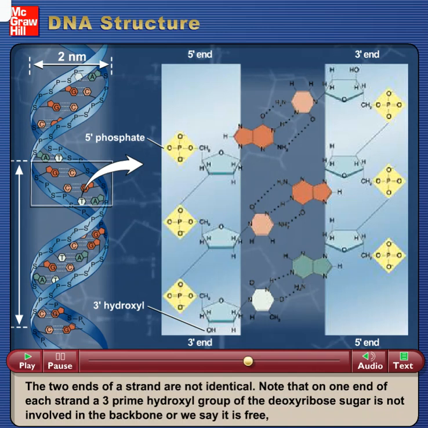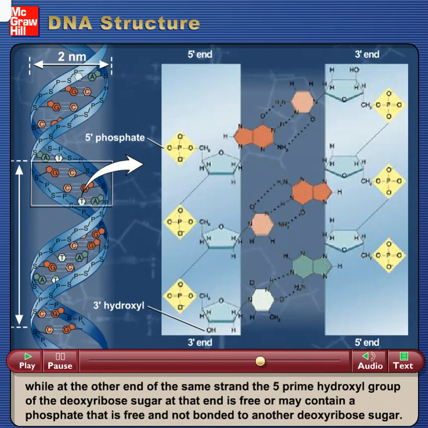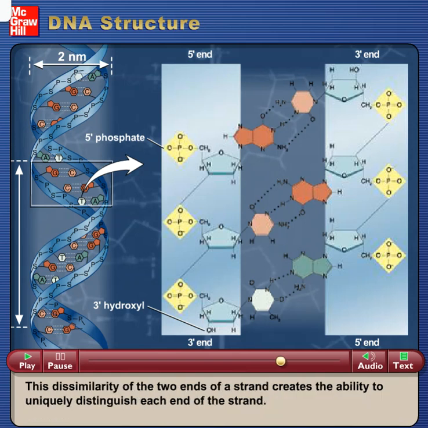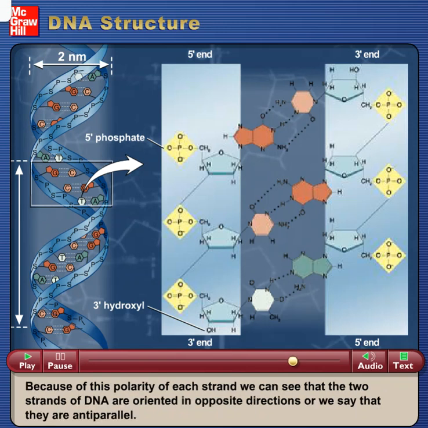Note that on one end of each strand, a 3' hydroxyl group of the deoxyribose sugar is not involved in the backbone, or we say it's free, while at the other end of the same strand, the 5' hydroxyl group of the deoxyribose sugar at the end is free or may contain a phosphate that is free and not bonded to another deoxyribose sugar. This dissimilarity of the two ends of a strand creates the ability to uniquely distinguish each end of the strand. Because of this polarity of each strand, we can see that the two strands of DNA are oriented in opposite directions, or we say that they are antiparallel.